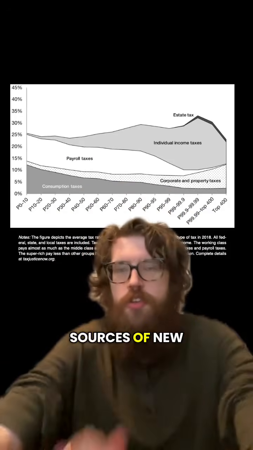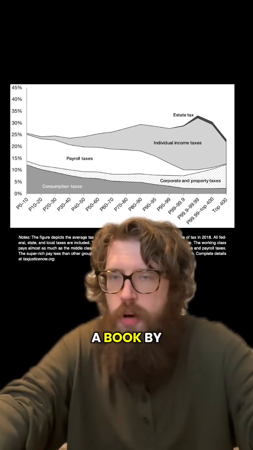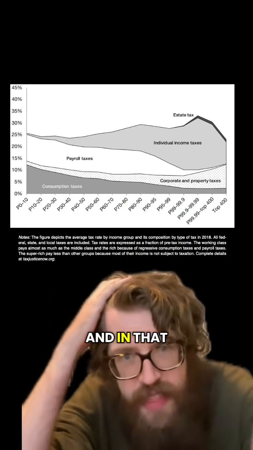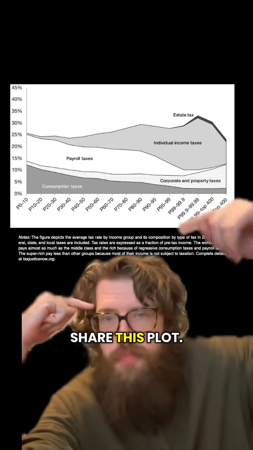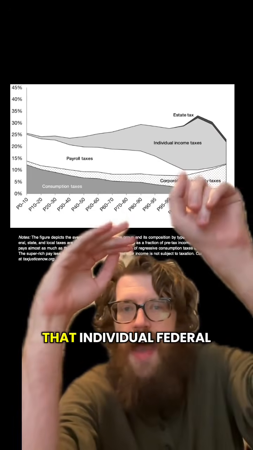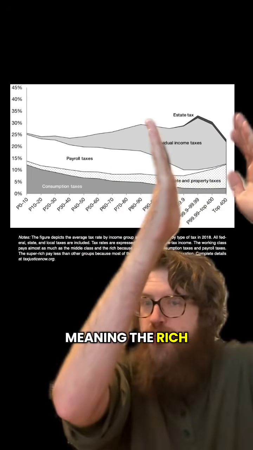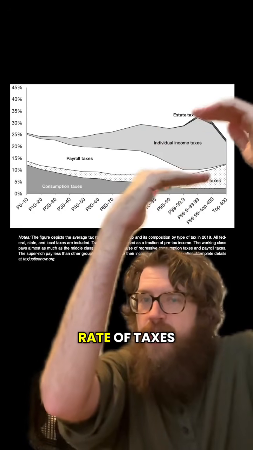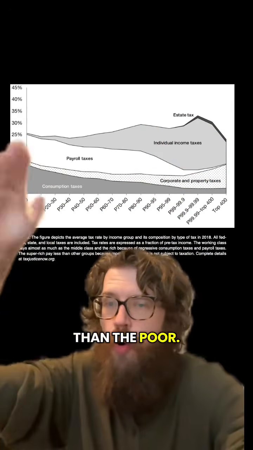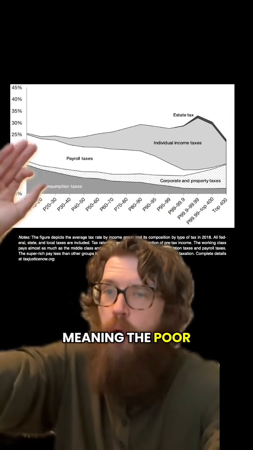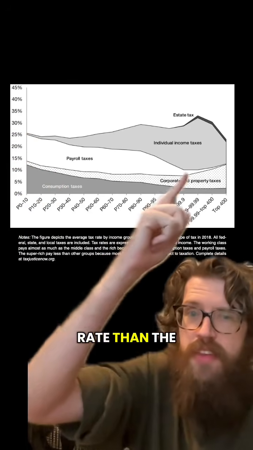Professor Reich's source is a New York Times article. Their source is a book by Saez and Zucman called The Triumph of Injustice. And in that book, the authors share this plot. And what it shows you is that individual federal income taxes are progressive, meaning the rich pay a higher rate of taxes than the poor. But payroll taxes are regressive, meaning the poor pay a higher rate than the rich.